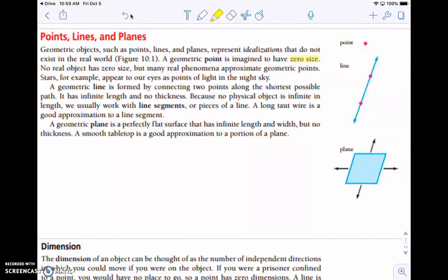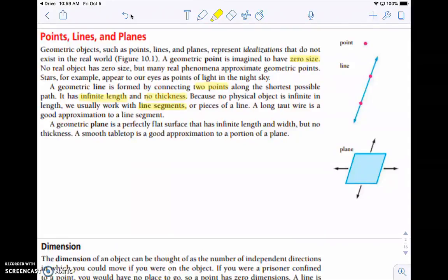Now, a geometric line is formed by connecting 2 points along the shortest possible path. A line technically has infinite length and no thickness. Now, because no physical object is infinite in length, we usually work with what we call line segments, so portions of lines or pieces of a line. A wire is a good approximation of a line segment.